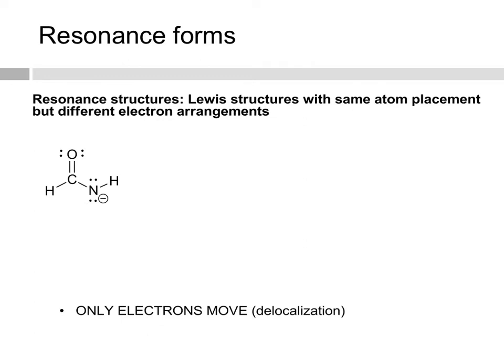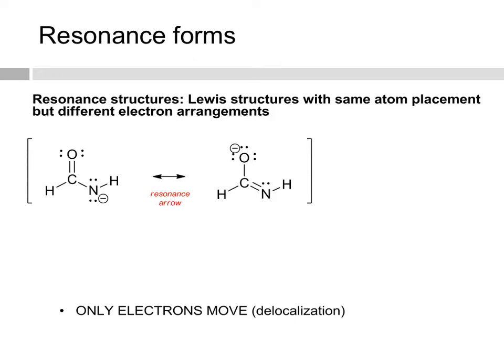Now let's try drawing the resonance form of this compound here. The first thing to note is that resonance forms are connected with a resonance arrow. This double-headed arrow implies that these two forms are in resonance with each other. It is not the same as an equilibrium arrow. Resonance forms are also usually enclosed within square brackets.